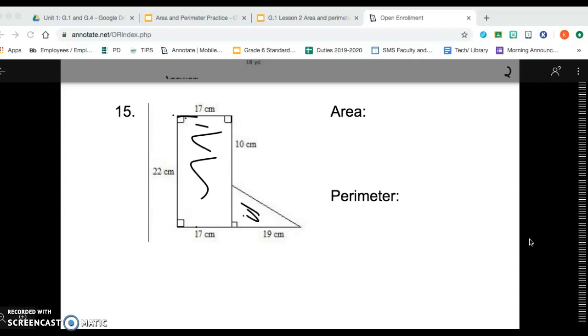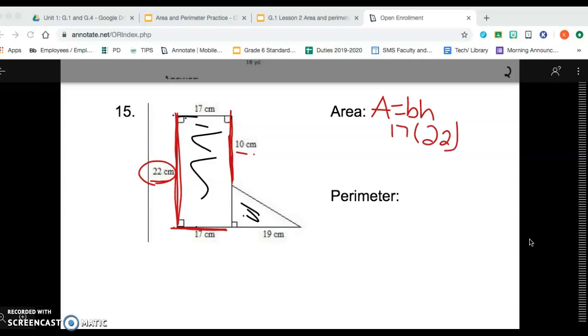So I'm going to do this one in red. So remember, let's do the rectangle first. The area for a rectangle is just area is equal to base times height. So the base for this one is right down here, and it's 17. And then our height, again, you have to be careful. We have a 22 on this side and a 10 on this side. But you have to look, the 10 is only from here to here, right? So we're going to use the 22 because that's the full height of the rectangle. So 17 times 22. I'm going to stick that in my calculator really quick.